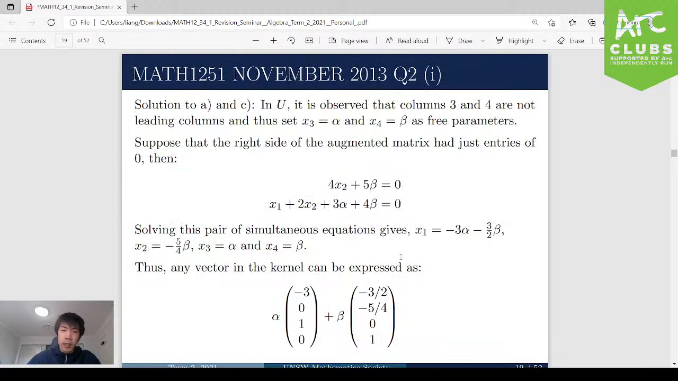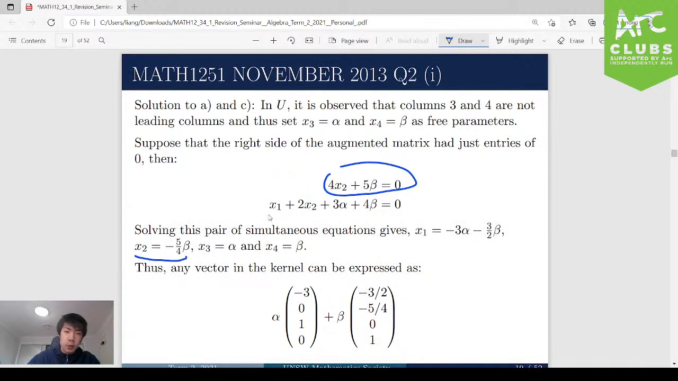And so we have our two simultaneous equations. If we solve them simultaneously, you would firstly get x2 equals negative 5 beta on 4 from this line here. And if you sub that into this equation, you should end up getting x1 equals negative 3 alpha minus 3 and 3 beta. And of course, x3 is alpha, x4 is beta. And so we're practically done, because now any vector in the kernel can be expressed as these two parameters alpha and beta times these two particular vectors, right? So you have alpha and beta here.